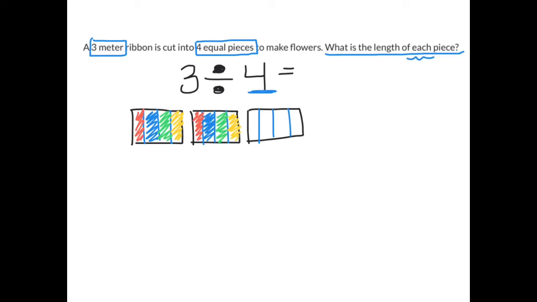We'll do that one more time. This piece is going to a group of flowers. This piece is going to a group of flowers. This piece is going to a group of flowers. And this piece is going to a group of flowers.